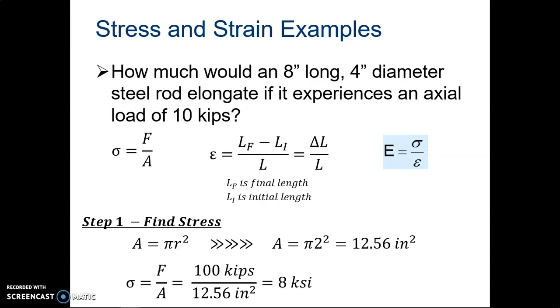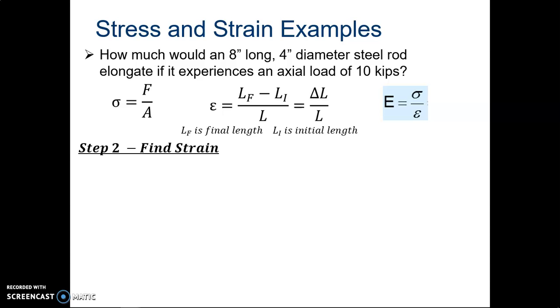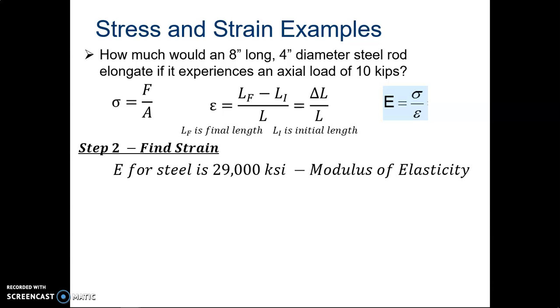which would make the stress around 8 ksi. We're rounding here a little bit. Now that I know what 8 ksi is, I'm going to plug this 8 ksi into this Hooke's law equation, which will give me my strain. E is 29,000 ksi for steel. If you don't believe me or you forget, Google it.